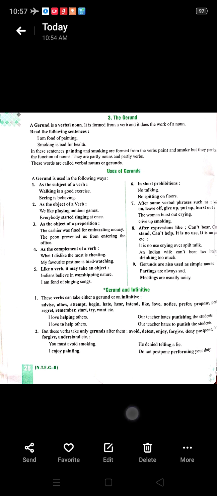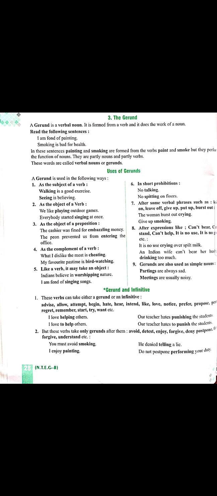The second is as an object of the verb. That is, we like playing outdoor games. What do we like? Playing outdoor games. So the word playing is your gerund, working as an object of the verb. As an object of a preposition: the cashier was fined for embezzling money. Here for is our preposition, after that you are using embezzling, and embezzling is our gerund.